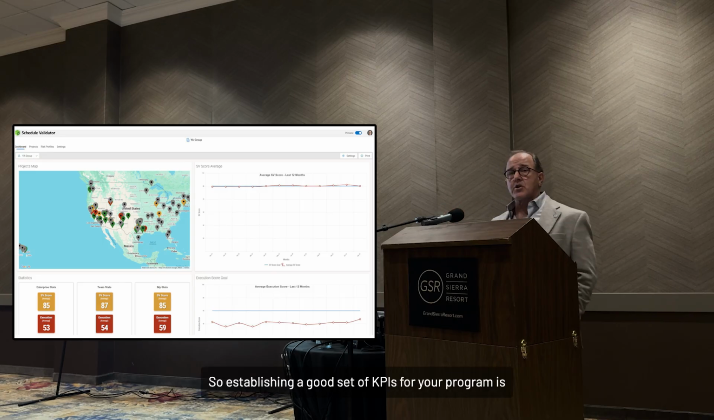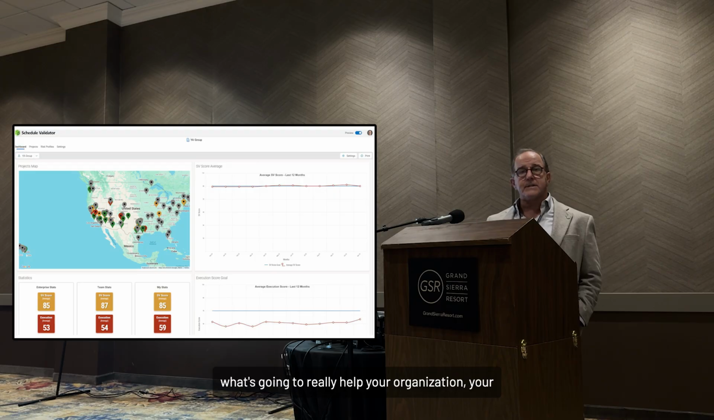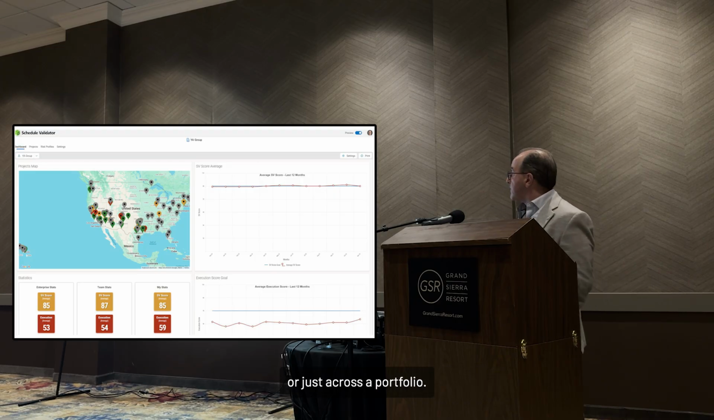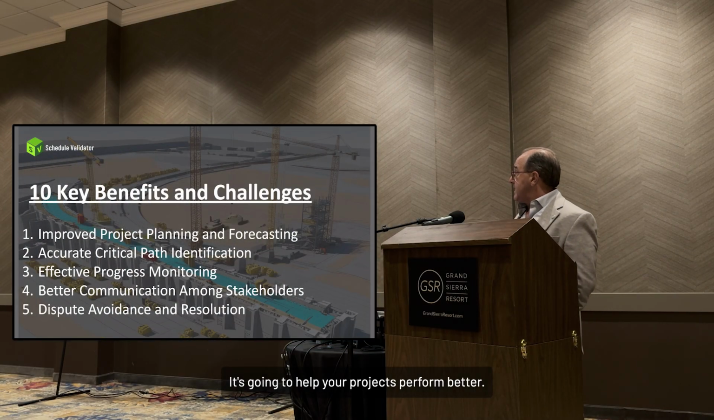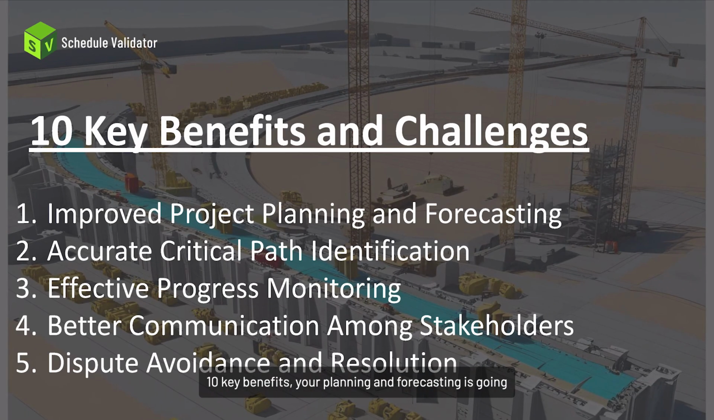So establishing a good set of KPIs for your program is what's going to really help your organization, your program, whether it's a capital program or just across the portfolio. It's going to help your projects perform better. 10 key benefits. Your planning and forecasting is going to be more accurate. Accurate critical path identification is a big part of that.